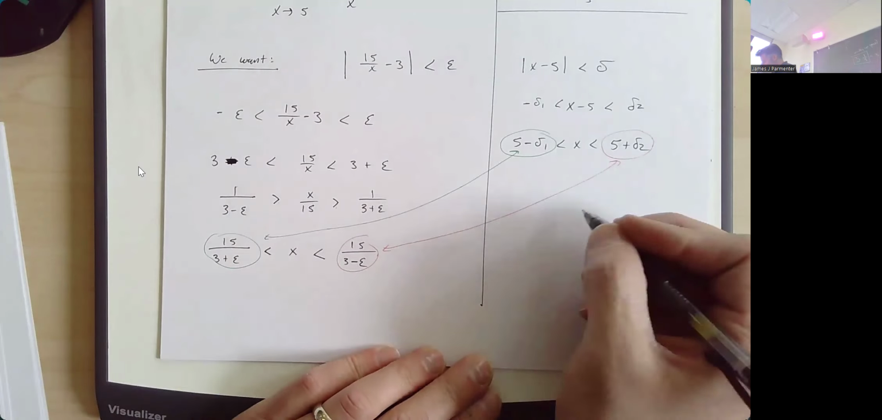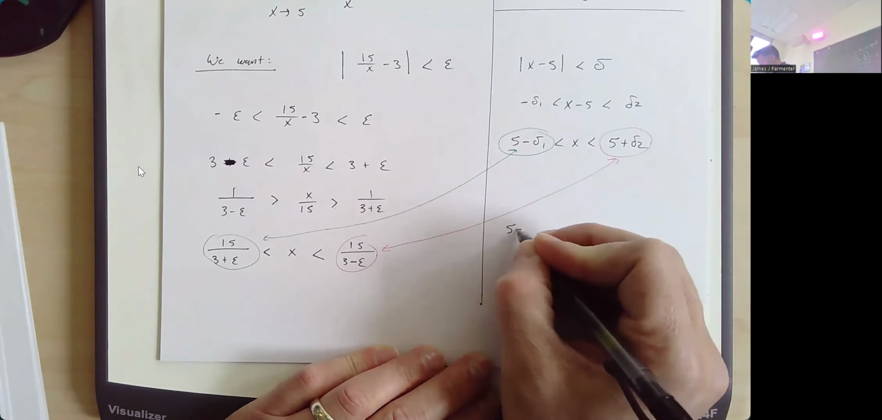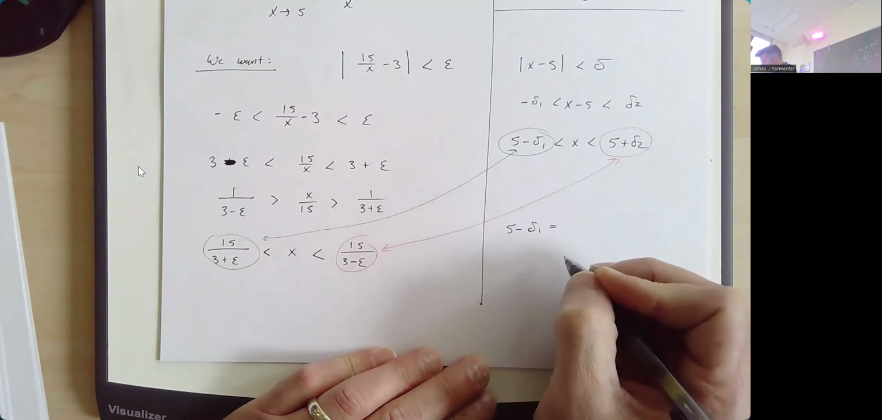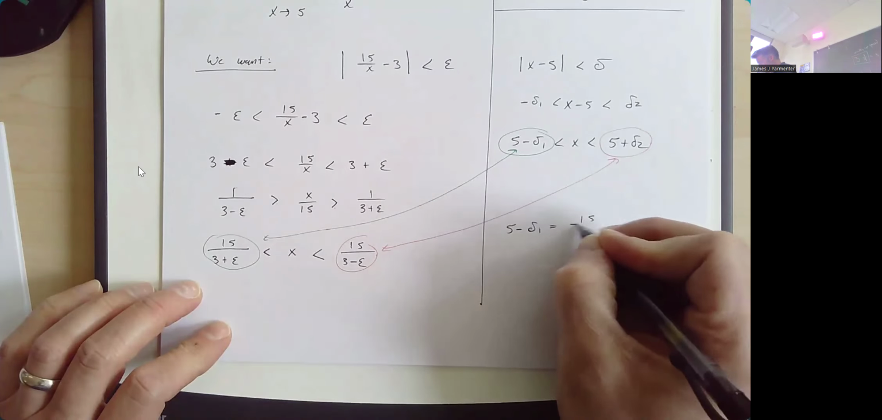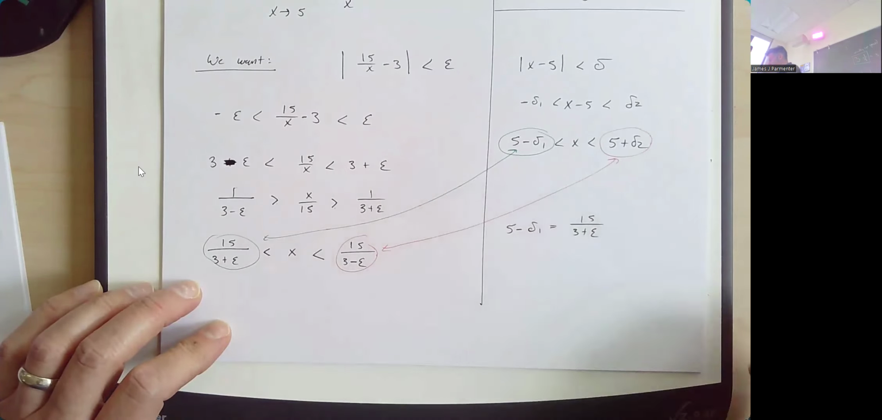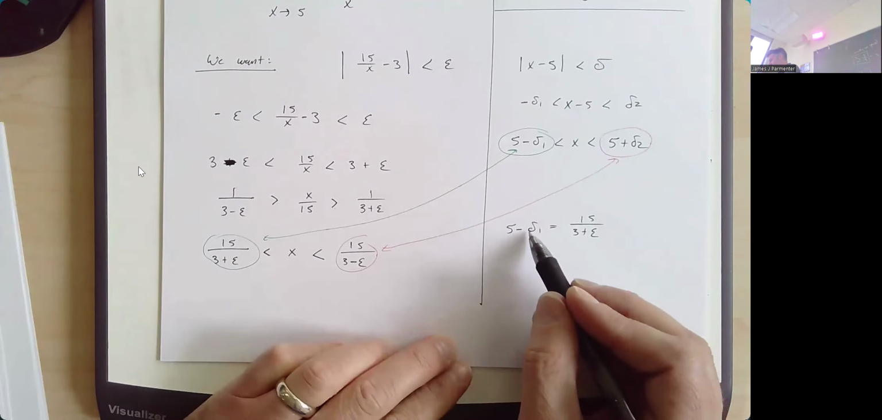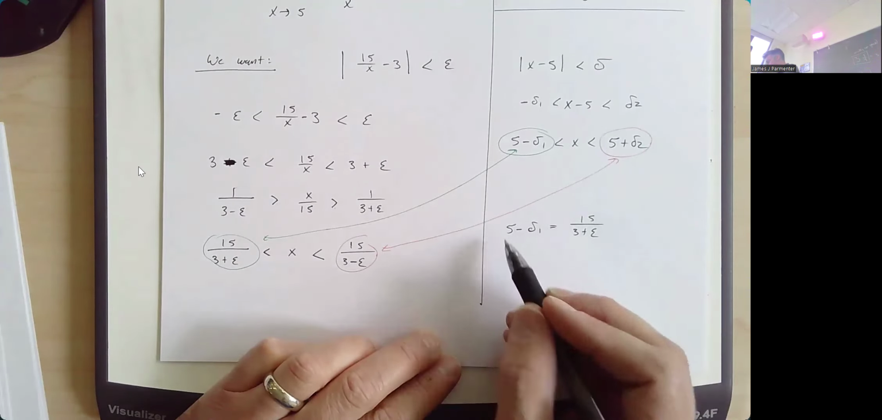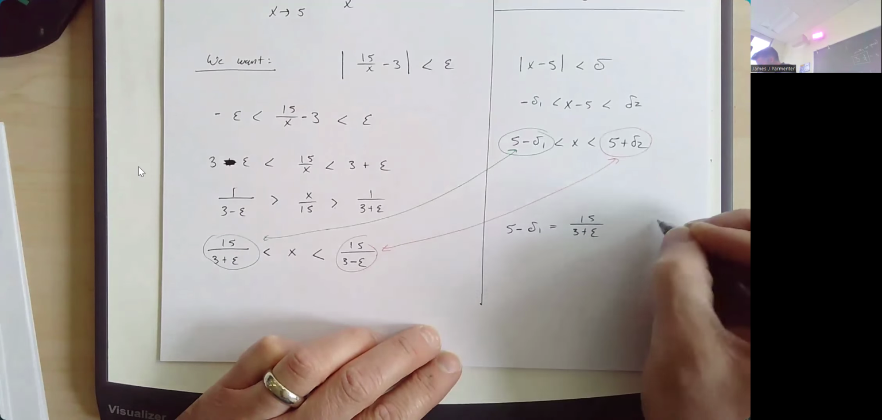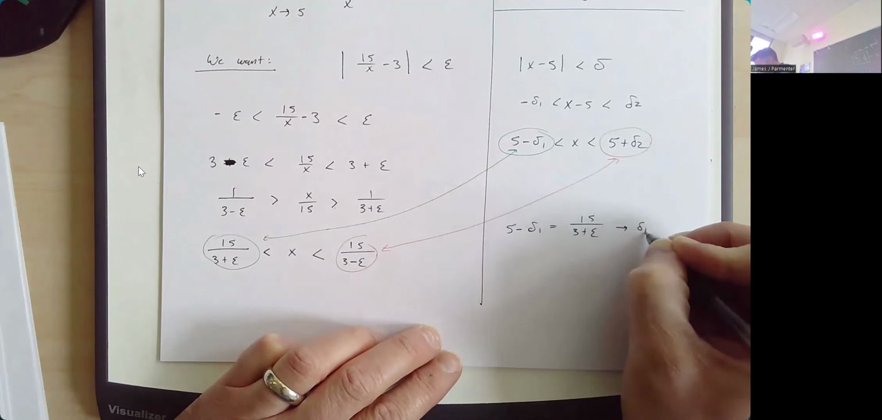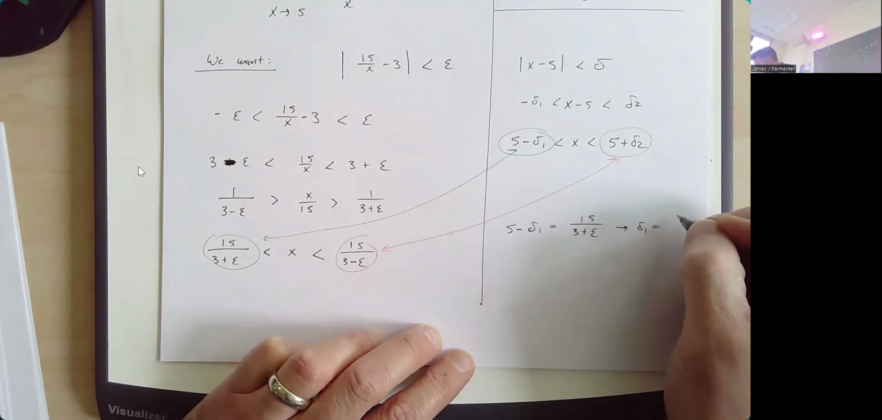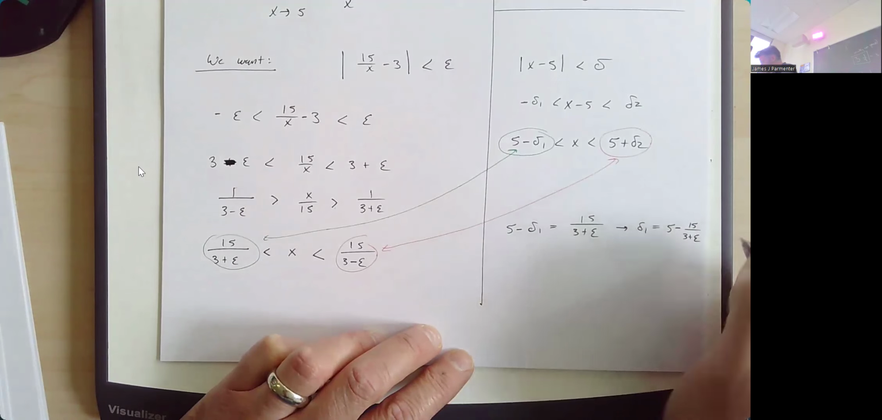So I think I have enough room here. 5 minus delta 1 is equal to 15 over 3 plus epsilon. Solving for delta usually isn't that bad, because usually you got something plus delta or something minus delta. It's just like subtracting off that piece. So if it were me, I'd probably add the delta 1 over here, subtract this over there to get delta 1 is equal to 5 minus 15 over 3 plus epsilon.